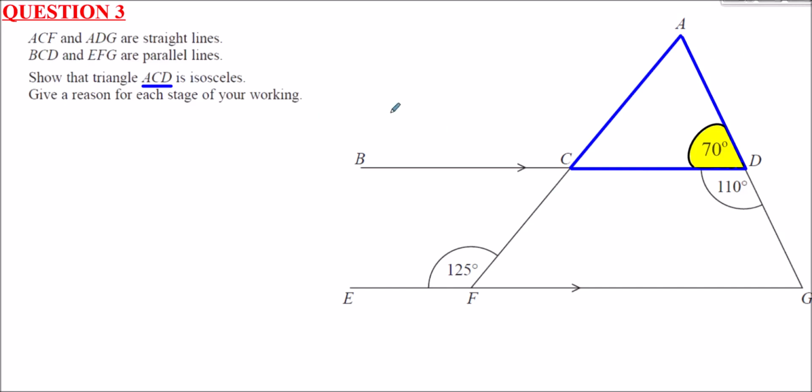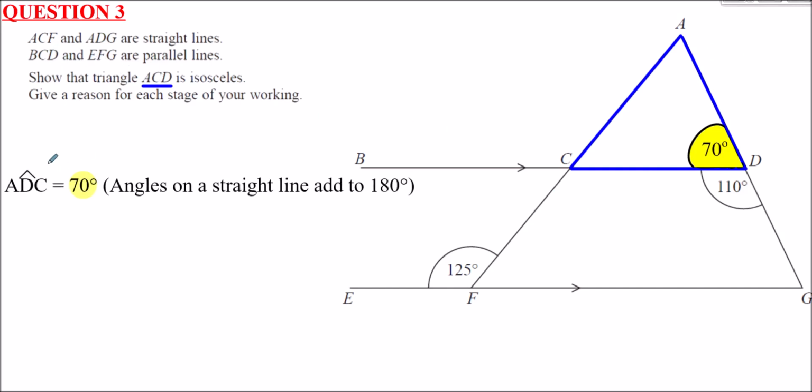So if that's 70, and it says give a reason for each stage of your working. So let's write down something very clear so the examiner has no choice but to award you full marks. ADC is 70 degrees. Angles on a straight line add up to 180. Get the working in.